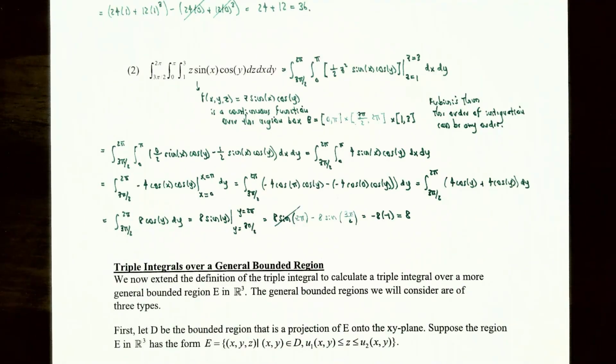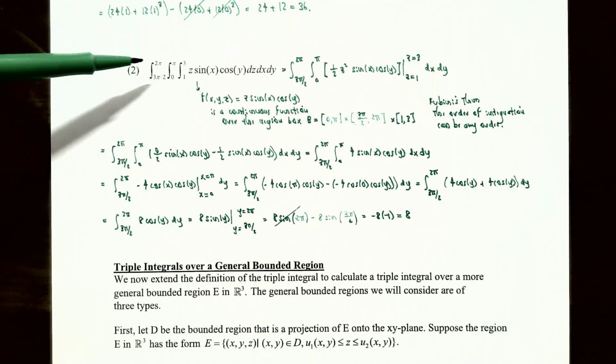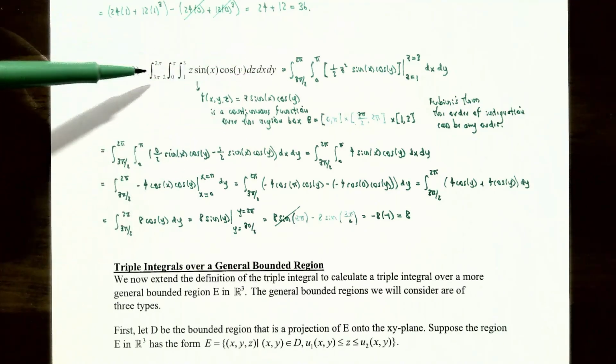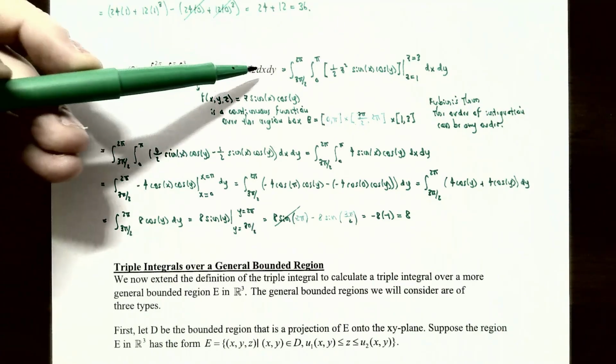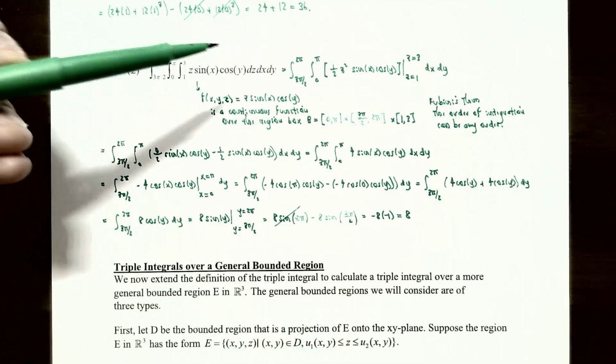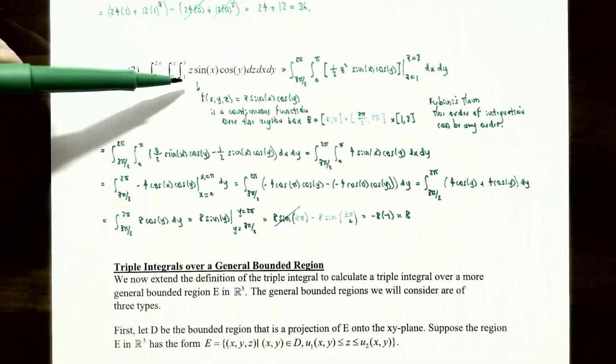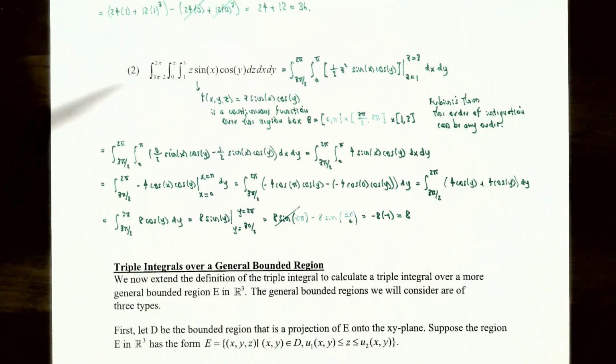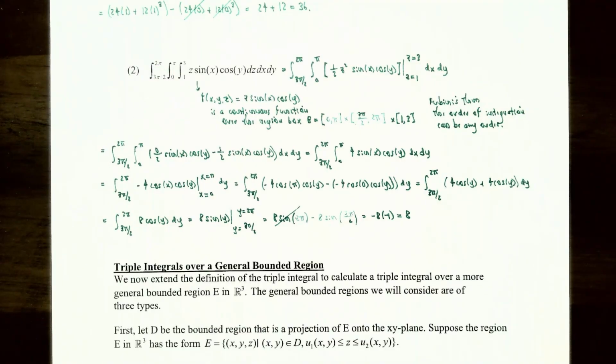Let's try one more. Number 2, you have the triple iterated integral. Your outside integral is between 3 pi over 2 and 2 pi. That corresponds to the y values this time. The middle integral corresponds to x values between 0 and pi, and the inside integral corresponds to z values between 1 and 3. The integrand is z times sine of x times cosine of y.